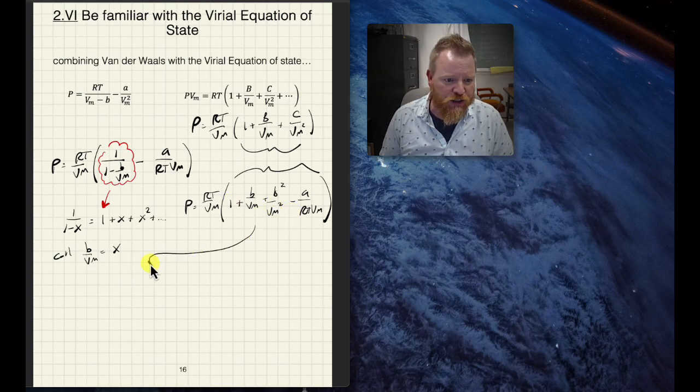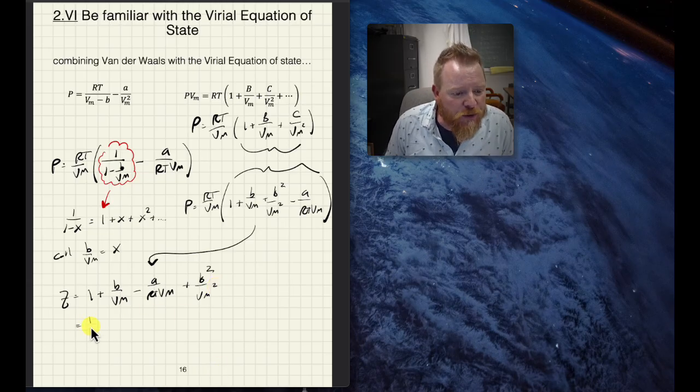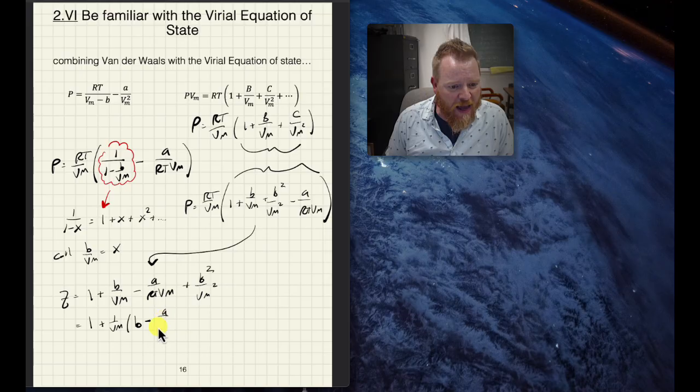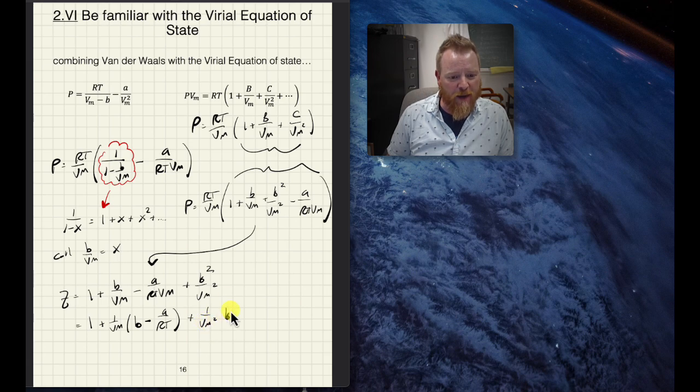So I'm going to take just this chunk over here and write z equals 1 plus b over Vm. I'm going to keep this other Vm term with that so I can see that those will combine. And then now plus b squared over Vm squared. Okay, so combining those 2 terms, I'm going to factor out a 1 over Vm. And now I get b minus a divided by RT plus, and I'll factor out a 1 over Vm squared right here, times b squared.